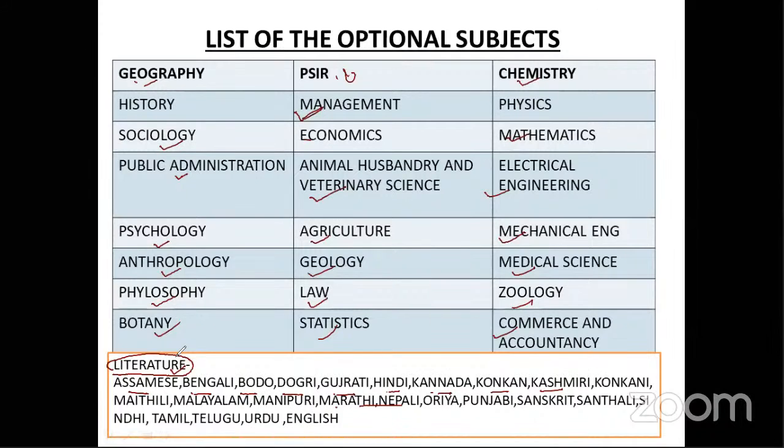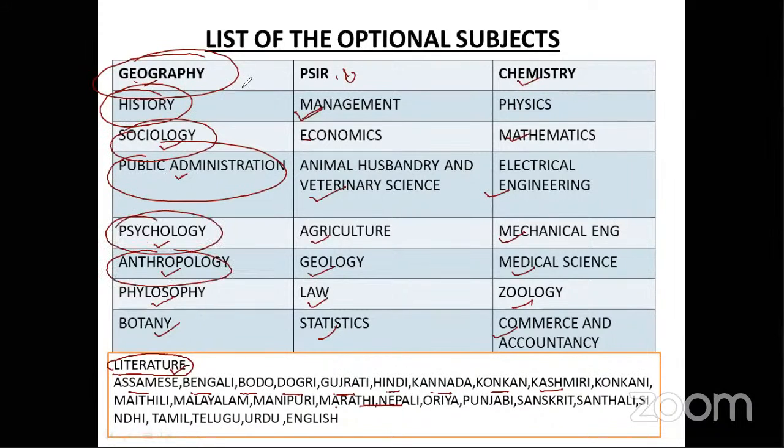For example, when we talk about popular optional subjects, we call geography, history, public administration, sociology, then anthropology, some very popular optional subjects. Out of the total 15,000 students who are going to write the mains, approximately 3,000 students are writing the optional from the same subject. So obviously in this area, competition is very high.